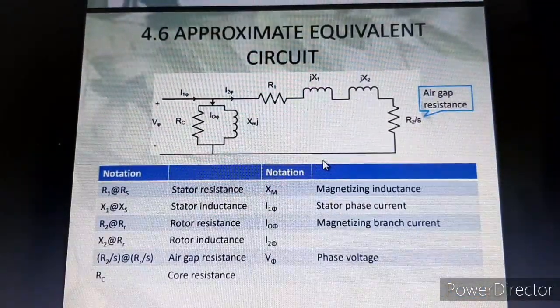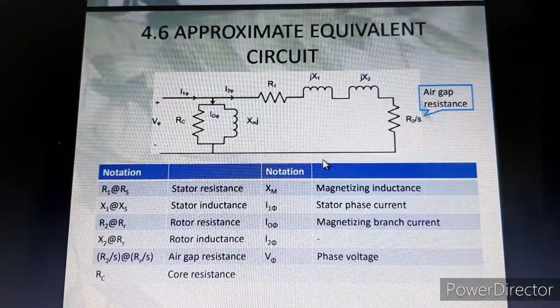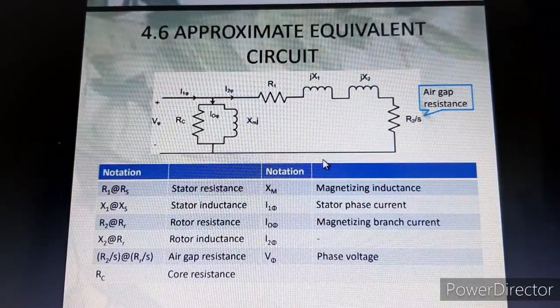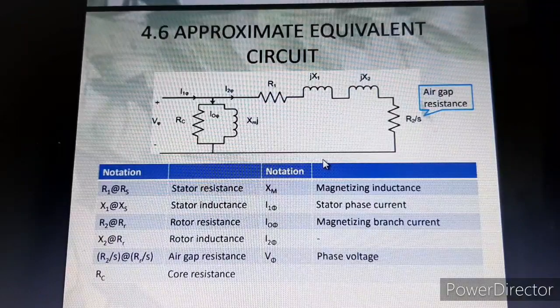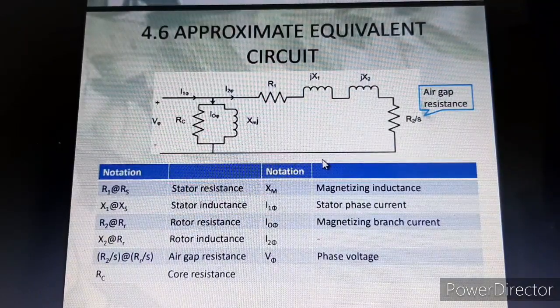So now this is the main part. As we know, every electrical equipment has its own equivalent circuit. So for induction motor, this is what we call the approximate equivalent circuit. This is the approximate equivalent circuit for the induction motor.